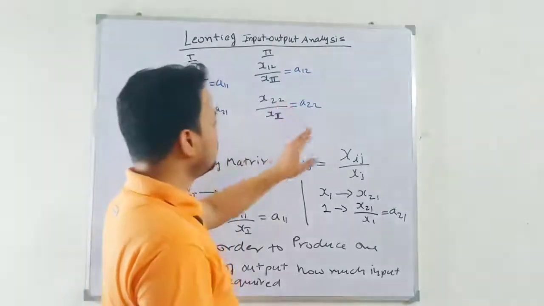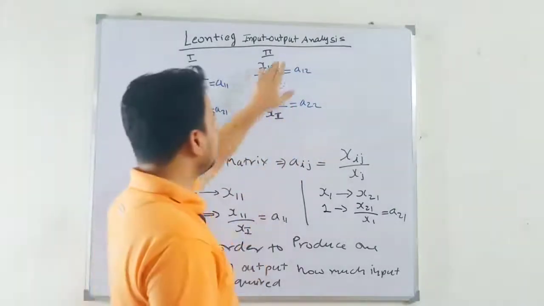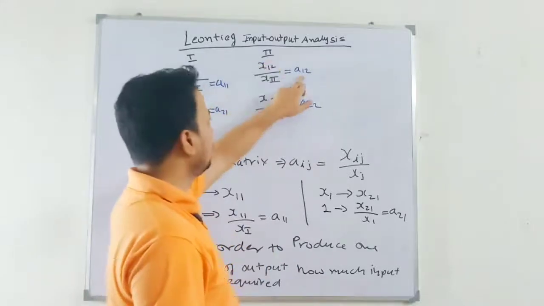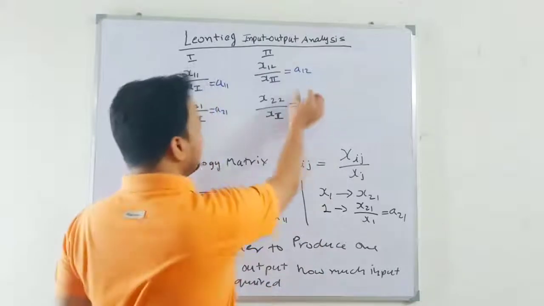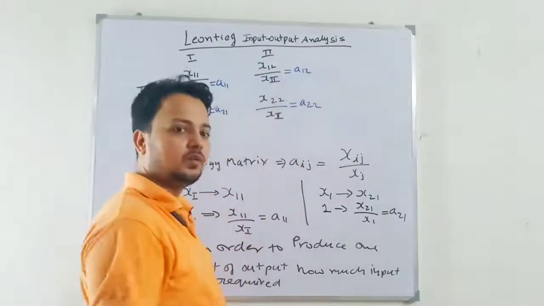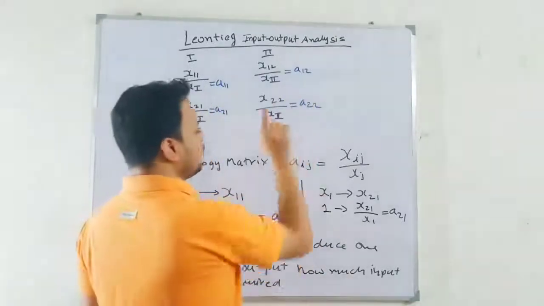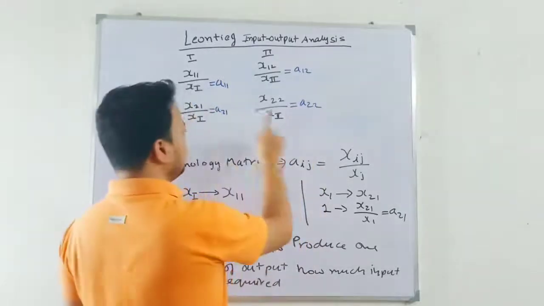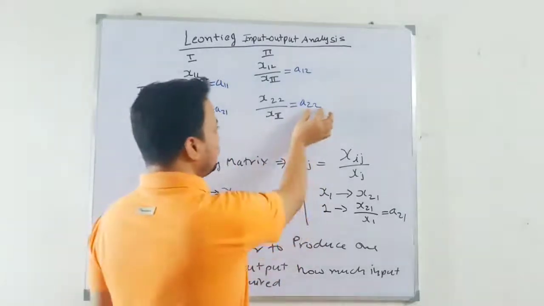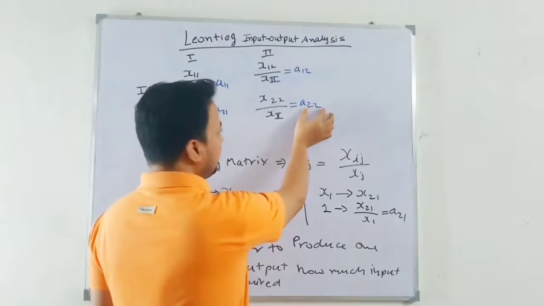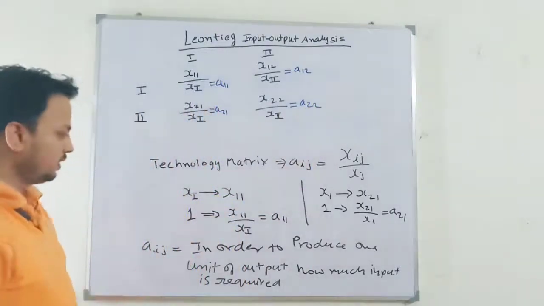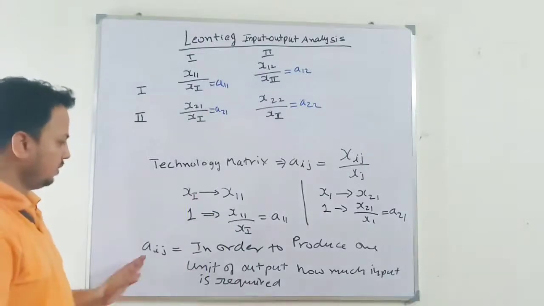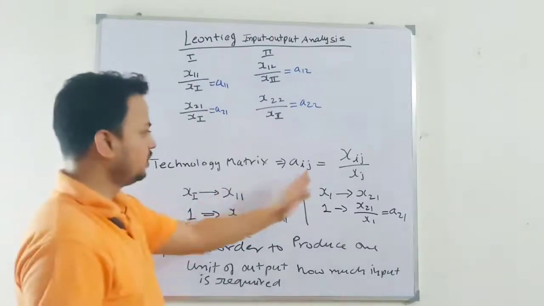So in order to produce 1 unit of output of industry 2, how much input do you require? Given by this coefficient A12. In order to produce 1 unit of output of industry 2, how much input do you require from industry 2? Given by this coefficient A22. So write down this thing. This is the interpretation of your technology matrix.